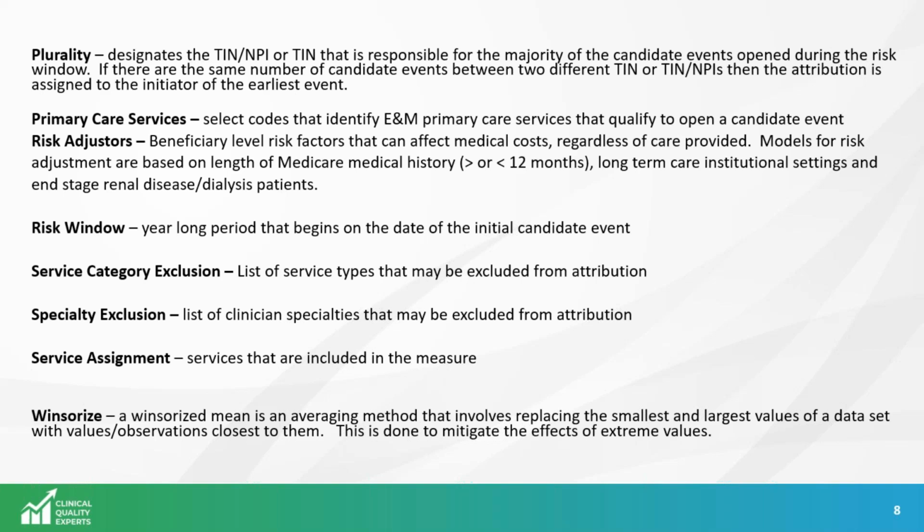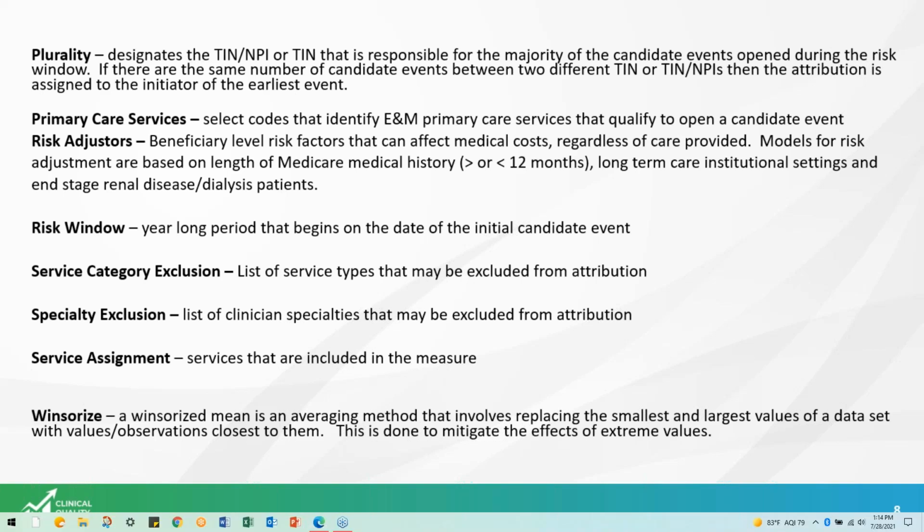And then the models are based on a patient's Medicare medical history, their care settings, such as if they are in a long-term care hospital or inpatient setting, and whether the patient has end-stage renal disease and or is using dialysis. We've mentioned risk windows, but again, it describes that year-long period opened by the qualifying candidate event, and that risk window is separated into 13 beneficiary months.